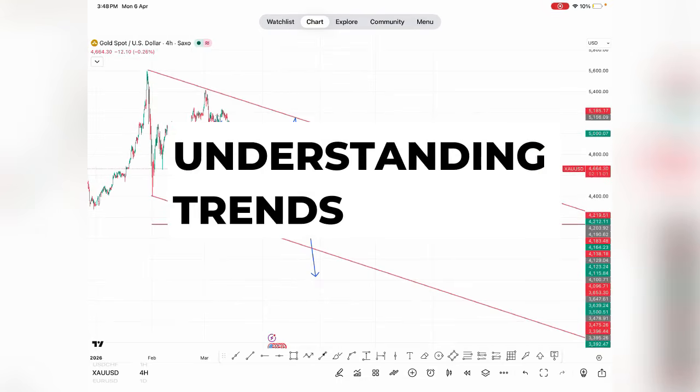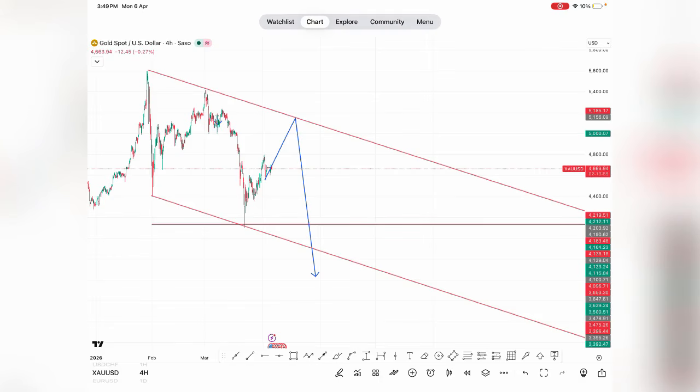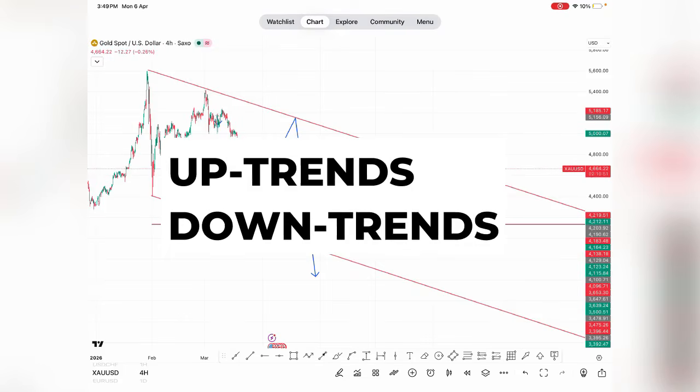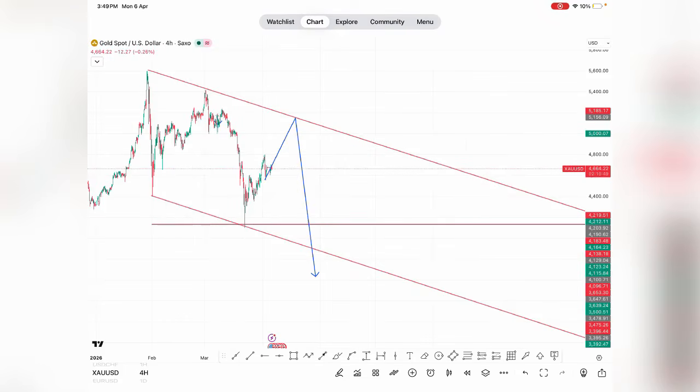You need to also understand trend. Okay, when we say trend, we have some uptrends, we have some downtrends. You need to basically understand what trends mean. If not, you would find it a little difficult because you can't be trading in the opposite direction when the market itself is moving in a different direction.